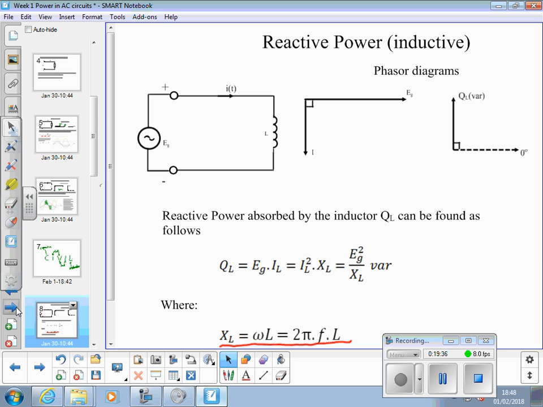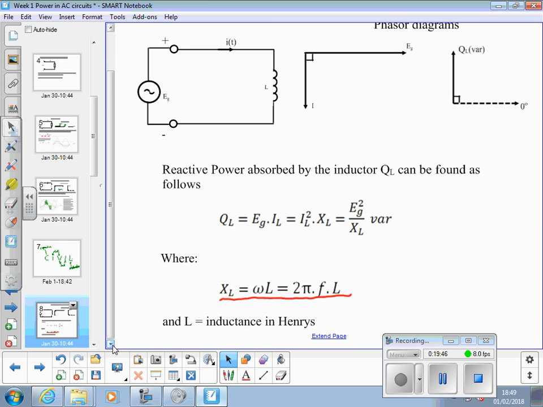Alright? You need to get used to these phasor diagrams, making sure you're confident which way round they should be, and so on. Alright? And we won't get anything wrong.